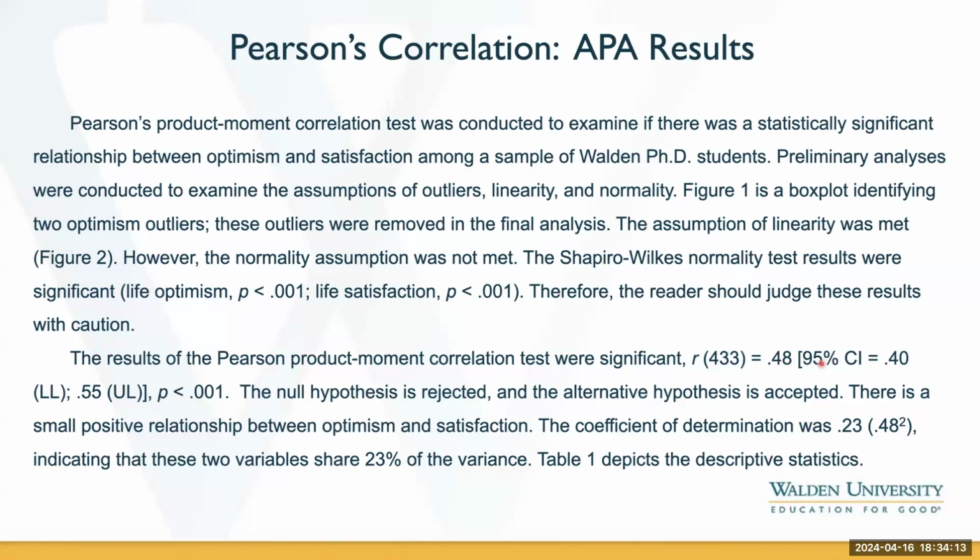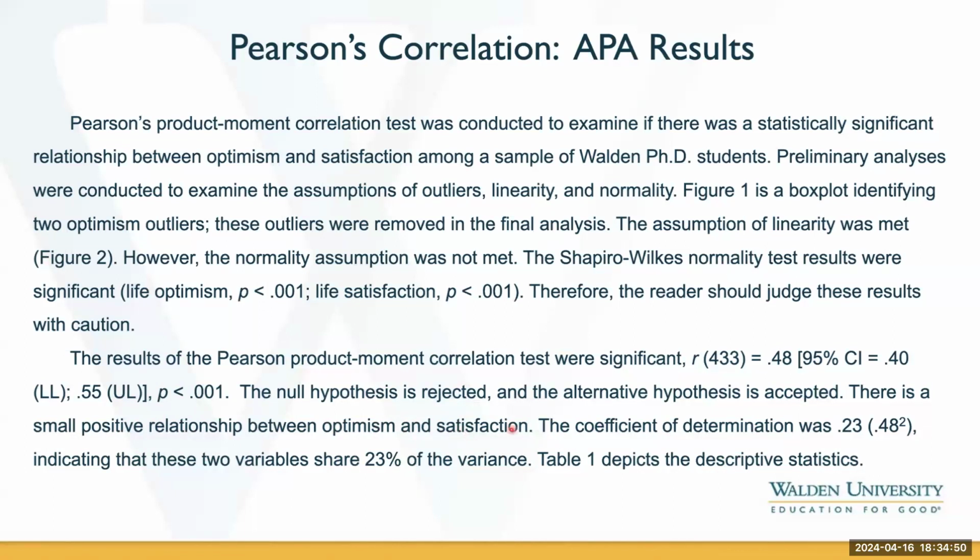And we always report the 95% confidence intervals for that. So we know now that for 0.480, the lowest it could have been was 0.40, and the highest upper limit 0.55. And we know that the Pearson test was significant. And we make a final statement. The null hypothesis is rejected, saying that there's no difference, and we accept the alternative, saying there is a small positive relationship between optimism and satisfaction.